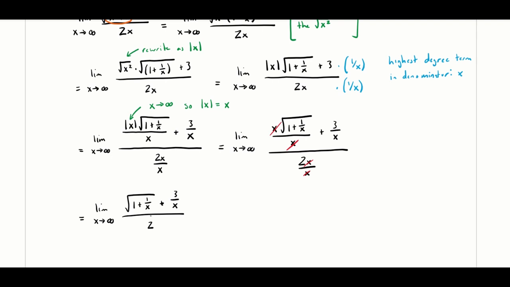And now if I try substitution, plugging in that limit value of infinity, this 3 over something going to infinity is going to go to 0. This 1 over something going to infinity is going to go to 0. So what's left? The square root of 1 plus 0, over 2, which is the square root of 1 over 2, which is just 1/2. And that 1/2 is our limit.